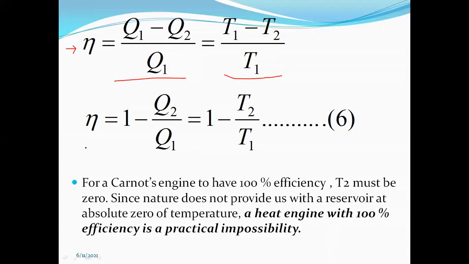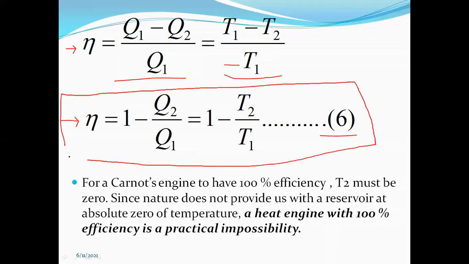So here the efficiency of the Carnot cycle eta is equal to Q1 upon Q1, which is equal to 1, or T1 upon T1 is equal to 1. Therefore this is 1 minus Q2 upon Q1, since Q1 upon Q1 is equal to 1, so what remains is Q2 upon Q1. Therefore 1 minus Q2 upon Q1 is equal to 1 minus T2 upon T1. This is equation number 6, and this is an important step of the efficiency eta.